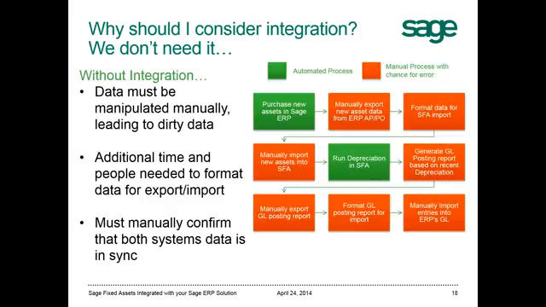Well, let's first take a look at how the process flows when it's not integrated. Without an integrated solution, there's a large number of manual processes needed to create new assets, as well as getting general ledger information back into the ERP solution. And as we've discussed, anytime a manual process involving data is required, you open the door to dirty data, as well as take up additional time that you could put elsewhere.